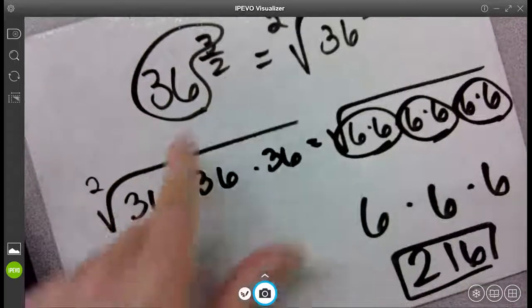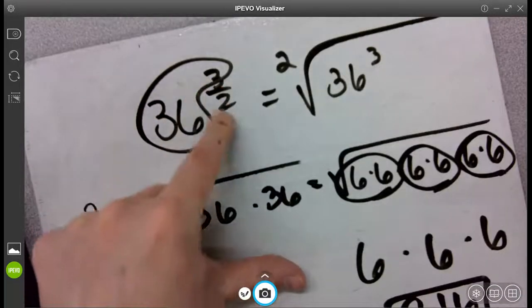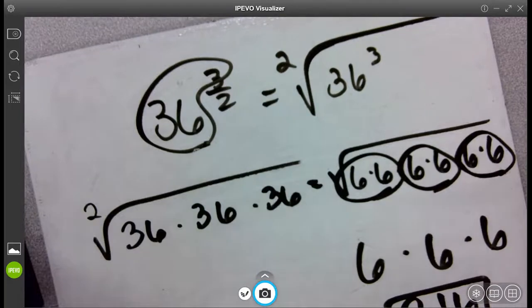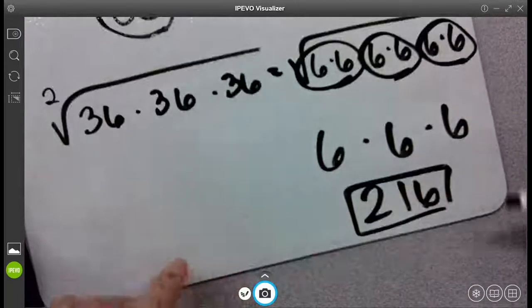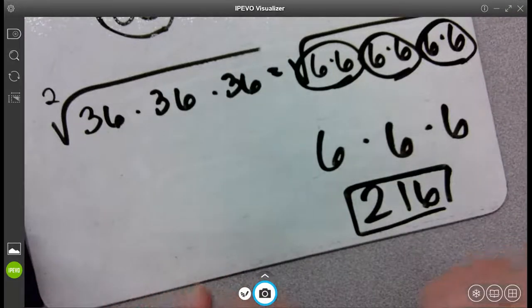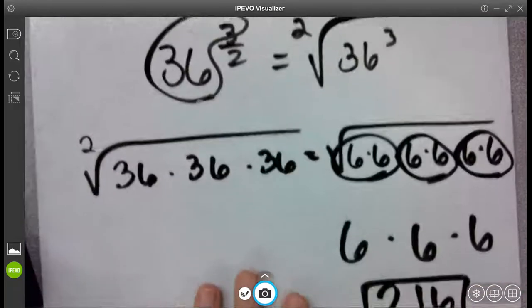Here's the thing. You can just use a calculator, 36 to the 3 halves, to check your answer. But if you have a Keystone and you have to share your steps, this is how you would do it. Okay? So we're just going to focus on problems like this.